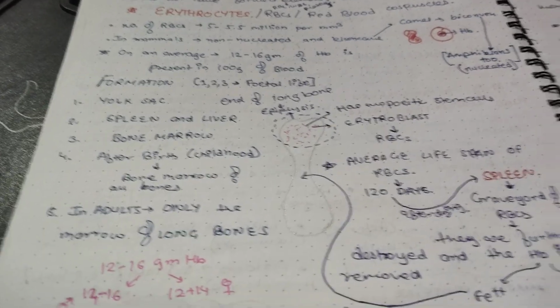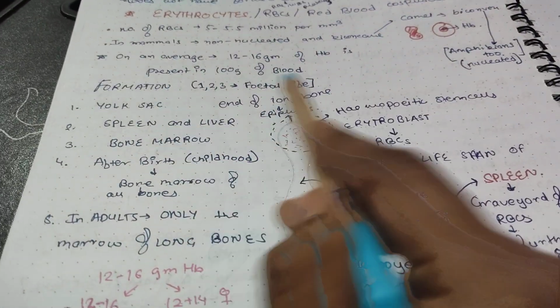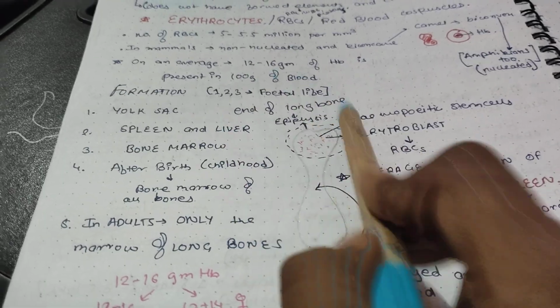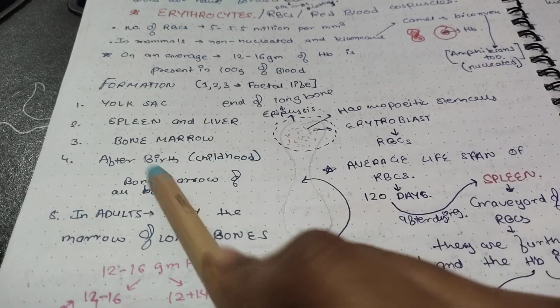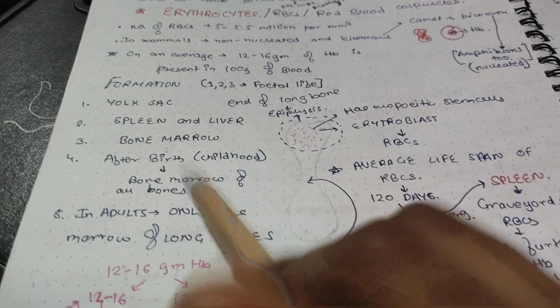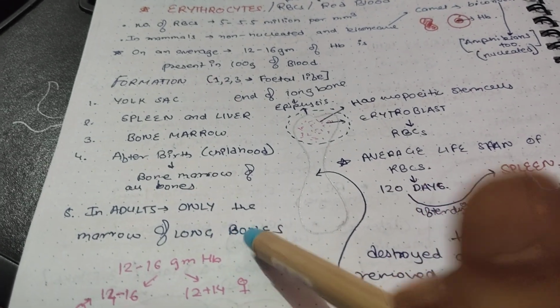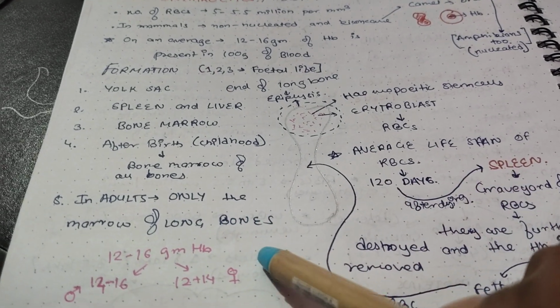Now the formation. How are these formed? In the fetal life, first in the yolk sac, then in the spleen and the liver, then in the bone marrow. After the birth and childhood, in the bone marrow of all bones, and as the person grows up and becomes an adult, only the bone marrow of the long bones.